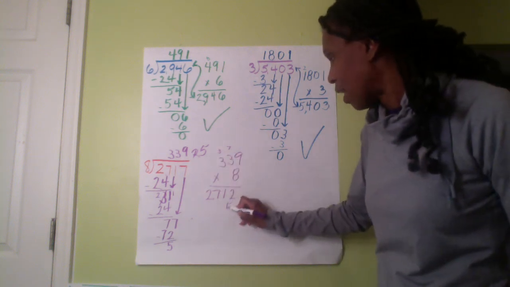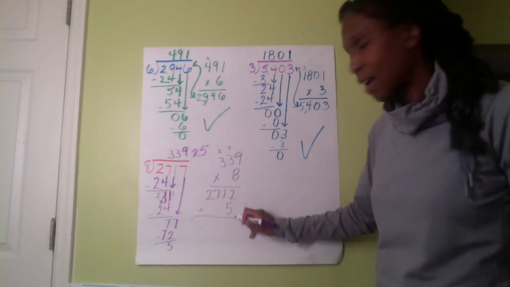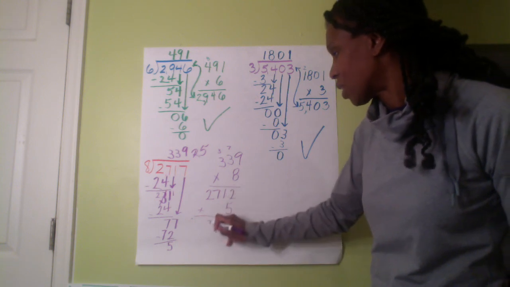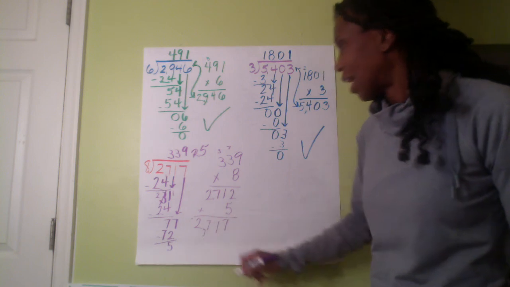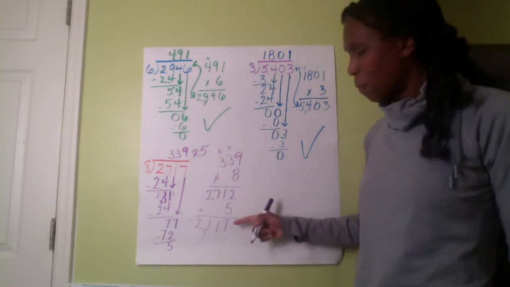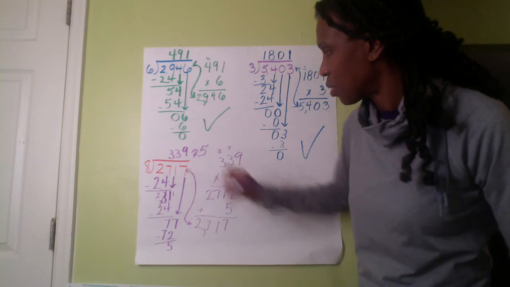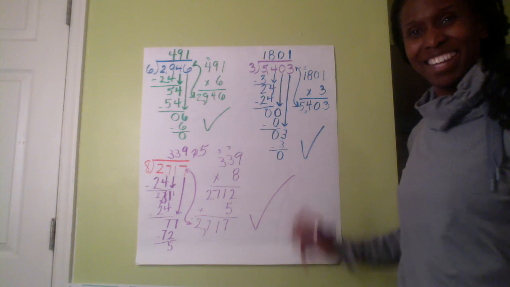So I'm going to put my 5, because that was my remainder, and I'm going to add it on. 2 plus 5 is 7. 1 plus 0 is 1. 7 plus 0 is 7. 2 plus 0 is 2. I'm going to put my comma here. And bam! What? My two numbers match, which means we nailed it.